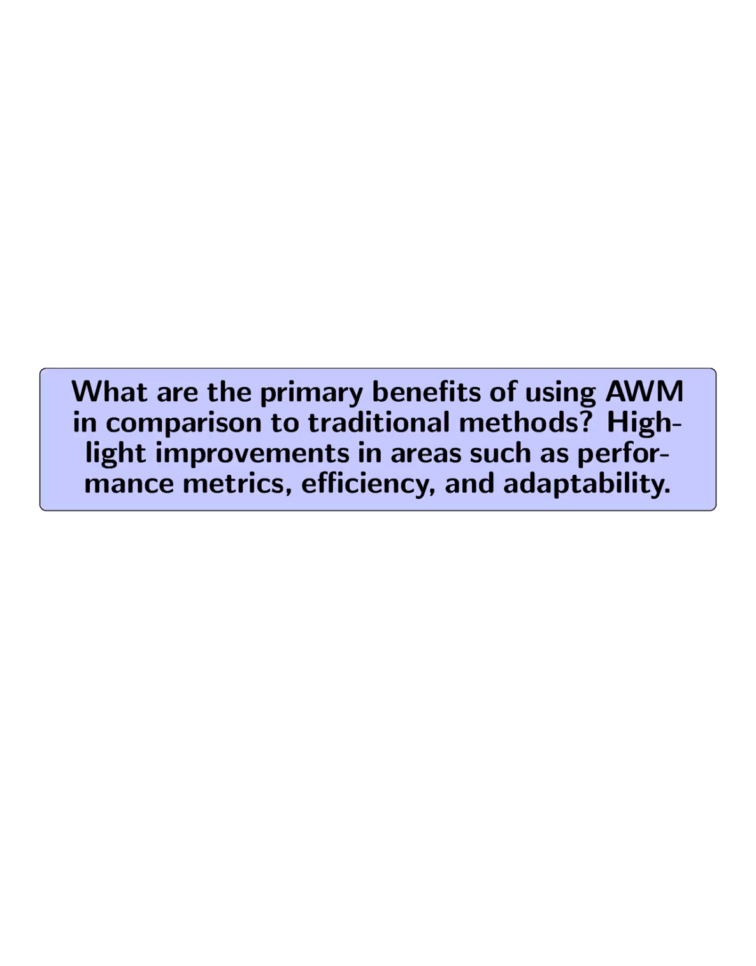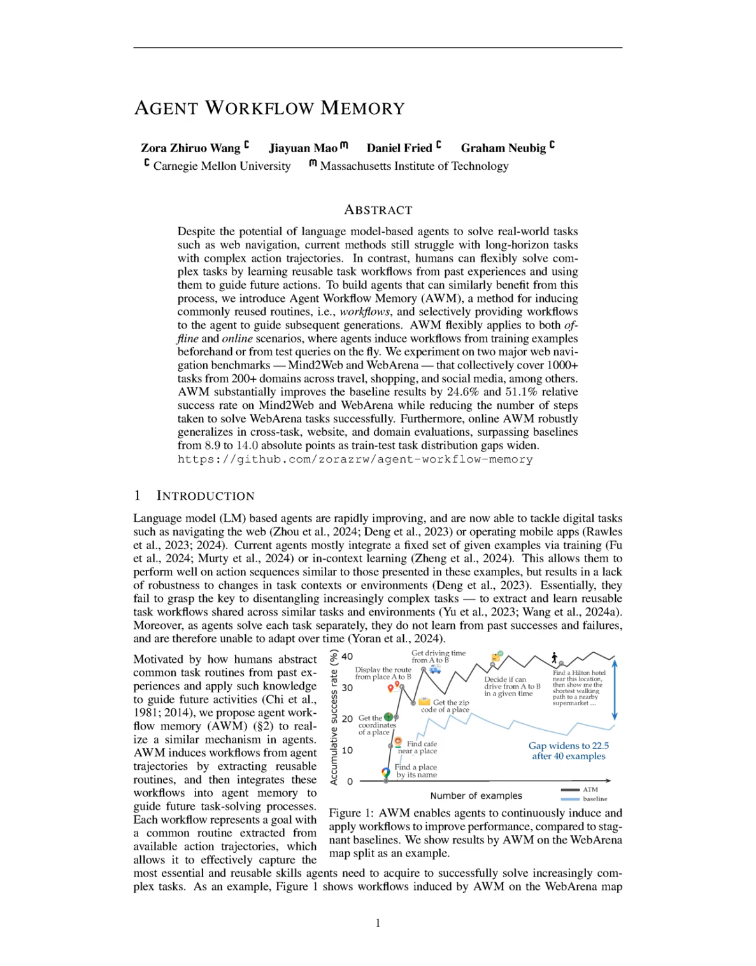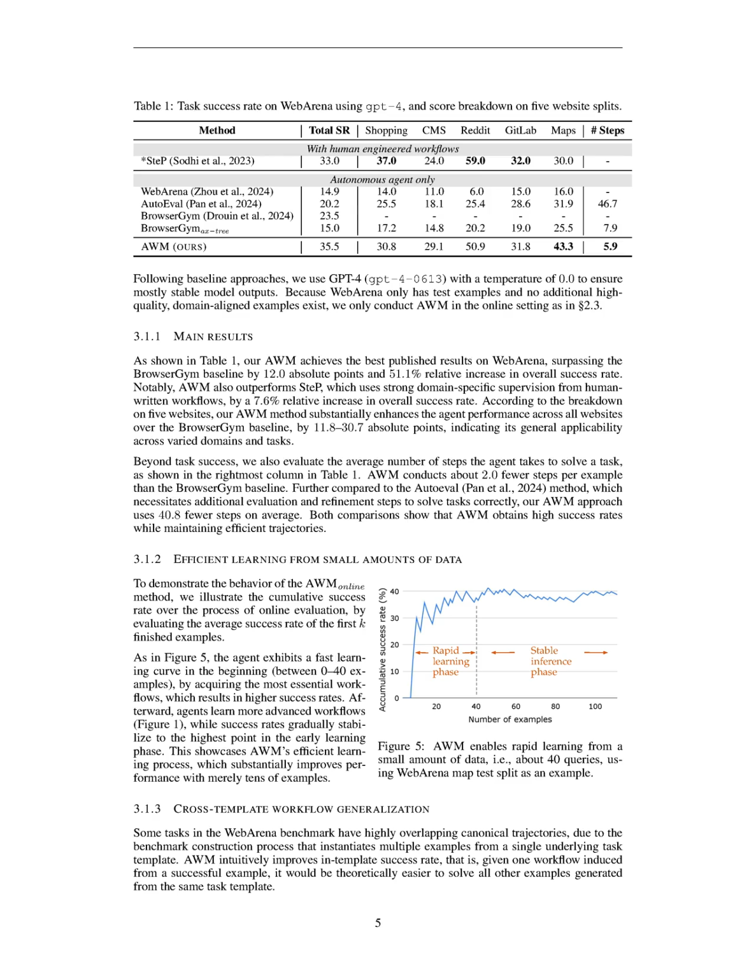What are the primary benefits of using AWM in comparison to traditional methods? Highlight improvements in areas such as performance metrics, efficiency, and adaptability. The primary benefits of using Agent Workflow Memory, AWM, compared to traditional methods include significant improvements in performance metrics, efficiency, and adaptability. AWM achieves a 51% relative increase in overall success rate on the WebArena benchmark, outperforming the top published autonomous method and even surpassing human expert augmented methods by 7.9%.